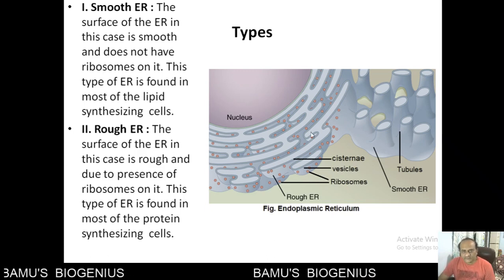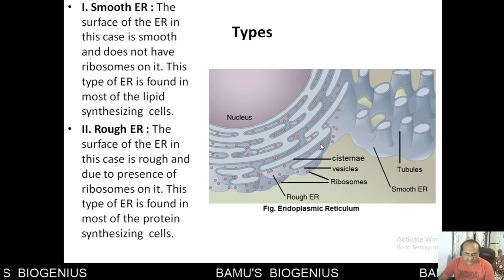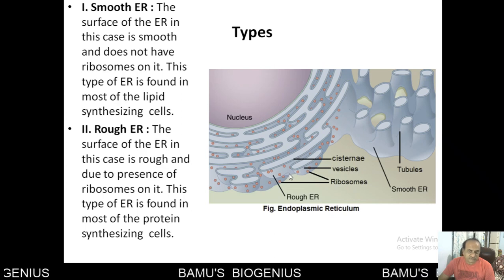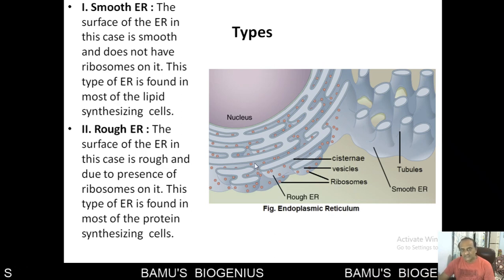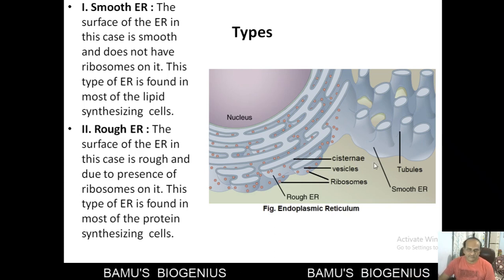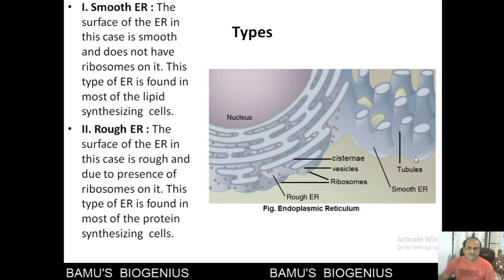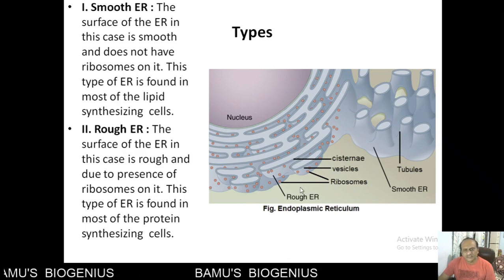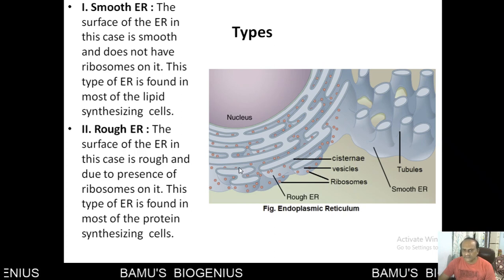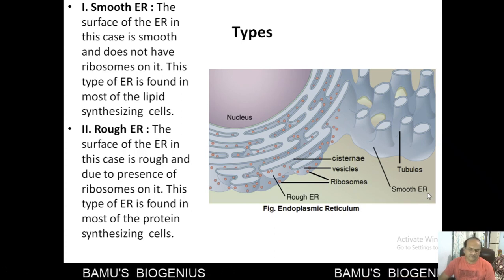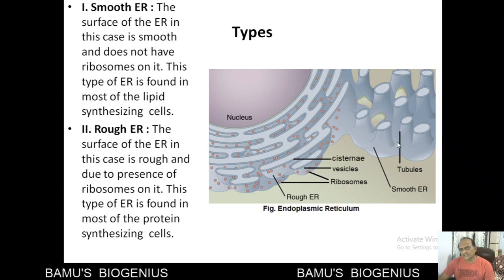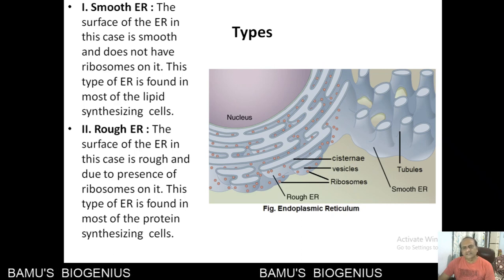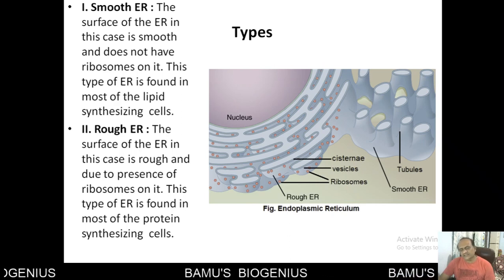While in the case of the rough endoplasmic reticulum, you will find that it has ribosomes attached over it, and that's why it appears rough, and that's why the name is given as rough endoplasmic reticulum. Now, another peculiar difference between the smooth and rough endoplasmic reticulum is that flattened sacs are more numerous in the rough endoplasmic reticulum as compared to the smooth endoplasmic reticulum. That is attributed to a protein present in the smooth endoplasmic reticulum, known as reticulon. So that is the difference between the smooth endoplasmic reticulum and rough endoplasmic reticulum.